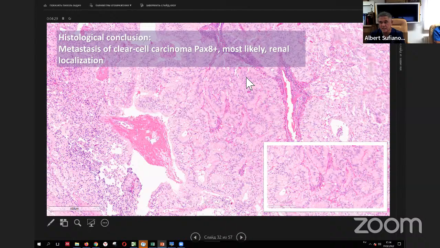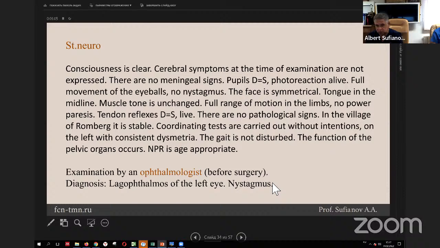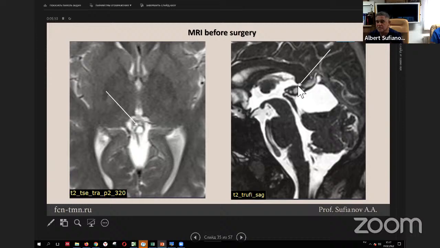Case two is a pineal gland cyst. There's a boy, 15 years old, complaining of severe headache, dizziness, sometimes incoordination, and sleep disturbance. So why did we decide to operate on this one? We did not understand whether this is a cyst or tumor, so during the operation we want to have some biopsy. Nystagmus also. You see before the operation the lesion, a big cyst and lesions here in the pineal region.